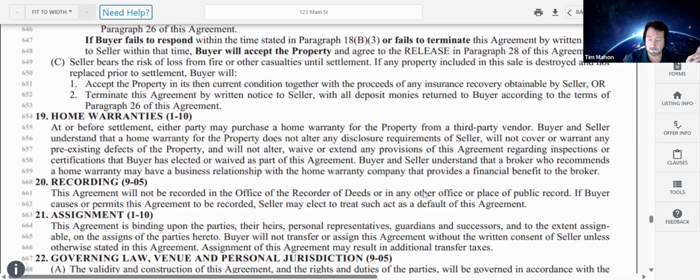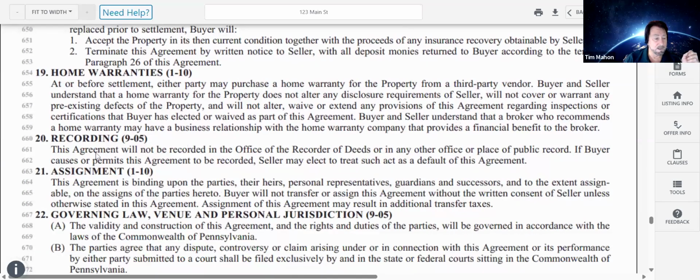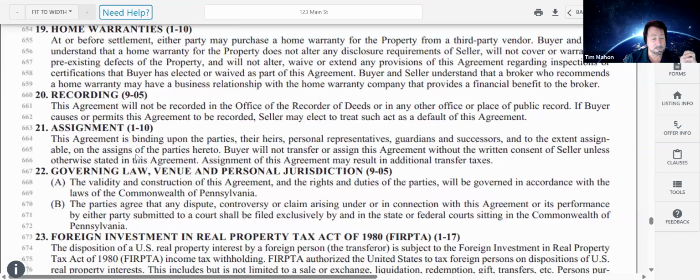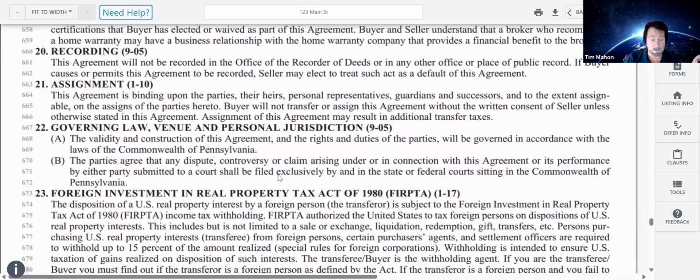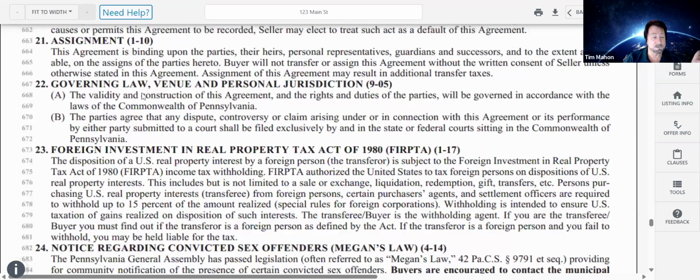Nothing gets recorded in the Office of Deeds before settlement. If the buyer had something recorded prior to that date, that would be considered a default. The agreement is not assignable. Only the binding parties that are listed here, their representatives and guardians, to the extent assignable, and assigns of the parties. Buyer will not transfer or assign this agreement without written notice to the seller unless otherwise stated in the agreement, and assignment of the agreement may result in additional transfer taxes. Governing law, venue, and personal jurisdiction is the Commonwealth of Pennsylvania. So we don't care what the laws are someplace else, only here.